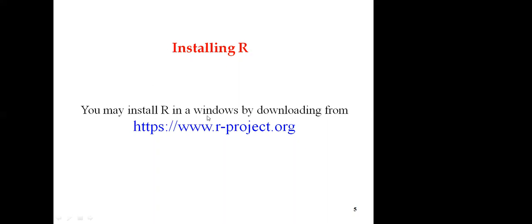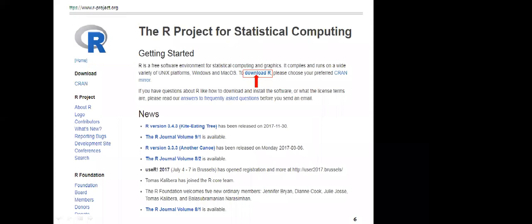You may install R on Windows by downloading it from this website: https://www.r-project.org. Just type this and this window will come: the R Project for Statistical Computing. I have already downloaded it earlier. This is R version 3.4.3, but now it is, I think, 4.3.0.